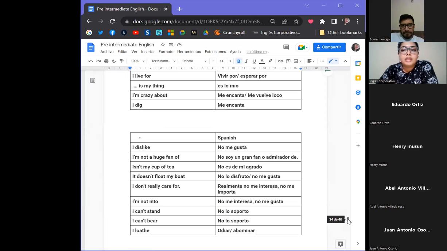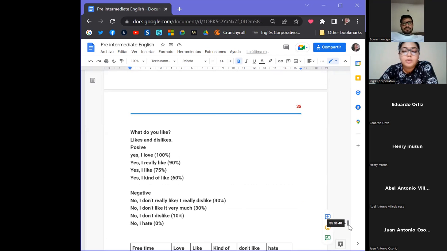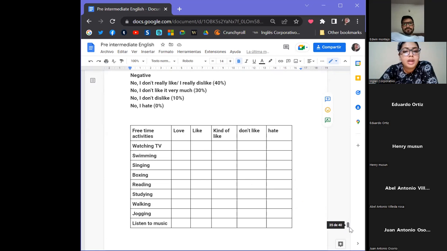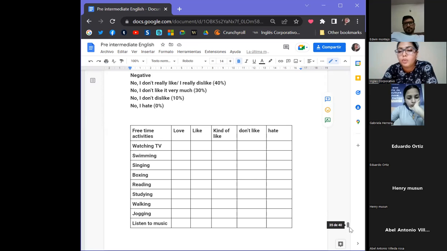But in that case, you can find all that information in the document, because we have the Spanish meaning for those phrases. And I was saying that maybe some of these phrases have different meanings depending on the context in which we are using the phrase. But in this case, this is the interpretation that we can give to this expression in this topic. Then we have the question, what do you like? The answer that we can give, the percentage of the things that we like and don't like. Also, we have a table with the categories we can use to ask questions about the things that we like and don't like.